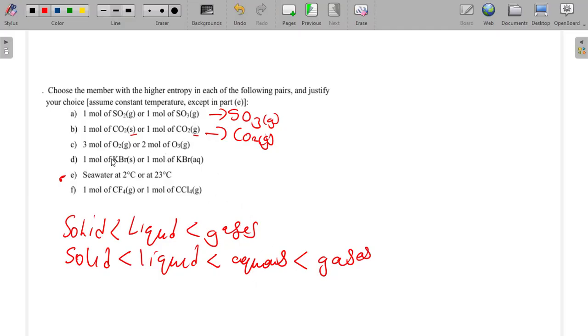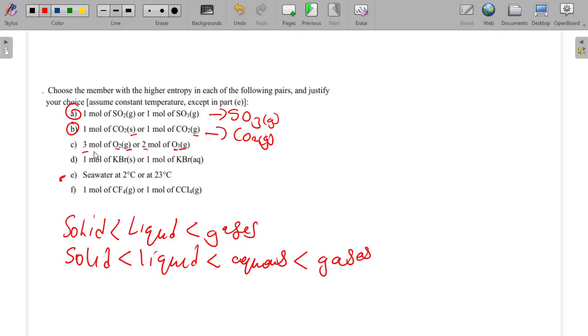Let's go to part C. We have done these two. Part C, we've been given 3 moles of oxygen as a gas, same state, and 2 moles of oxygen as a gas. Here, the moles are different, and also the molecules are different in terms of the weight. This one has the greater weight but fewer moles, and this one has the lesser weight but greater moles. Which one do you pick in that case?